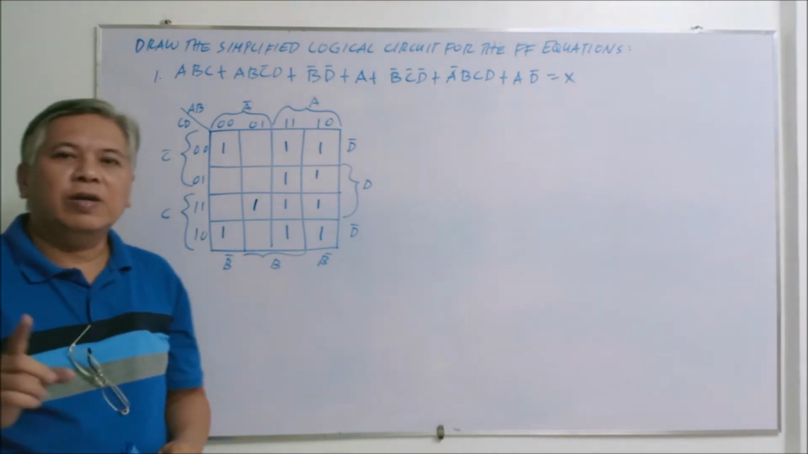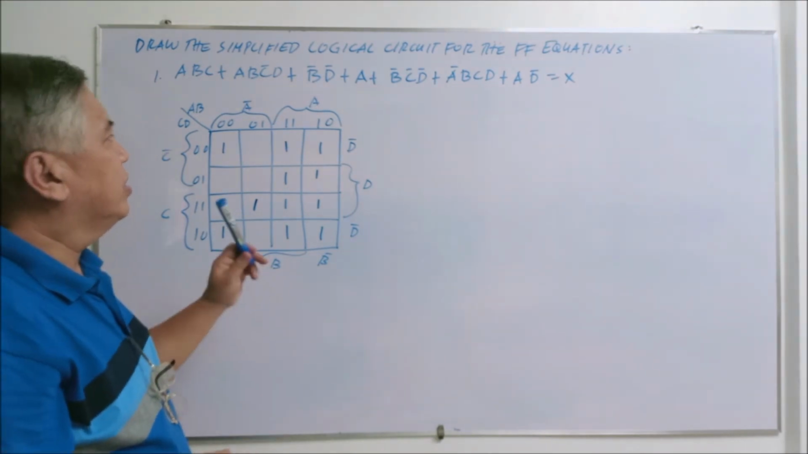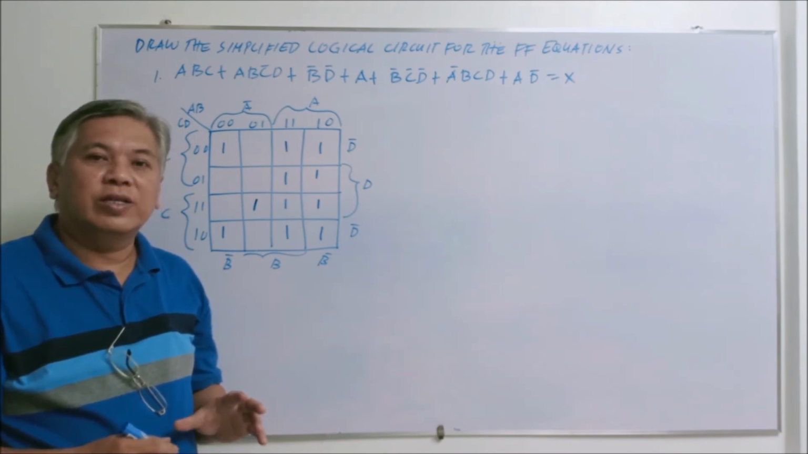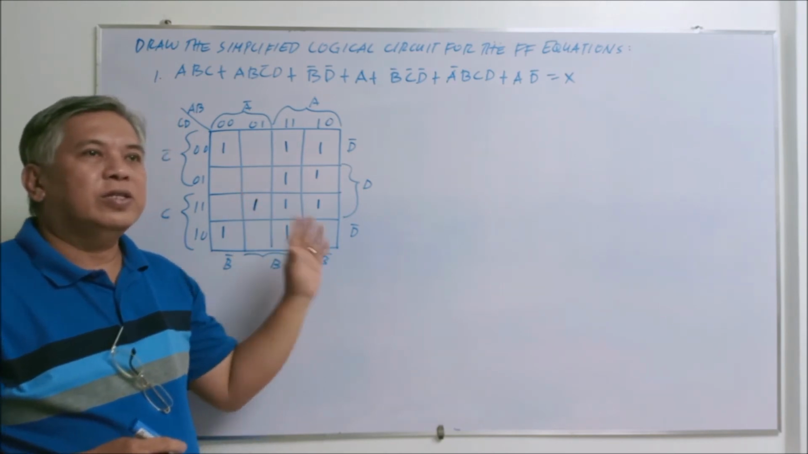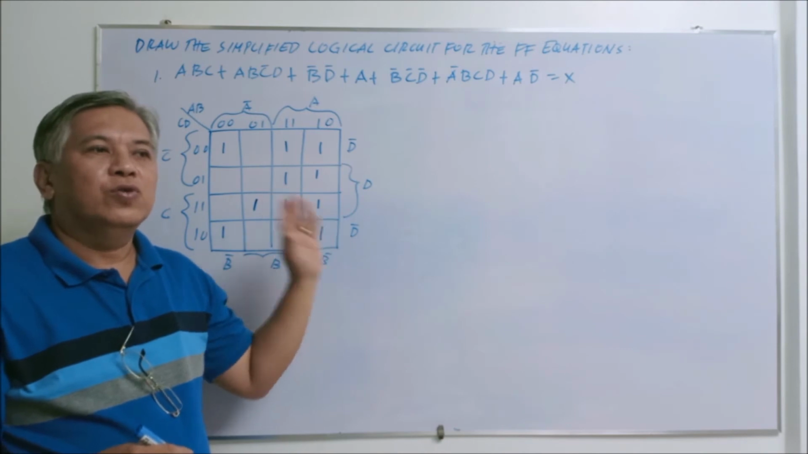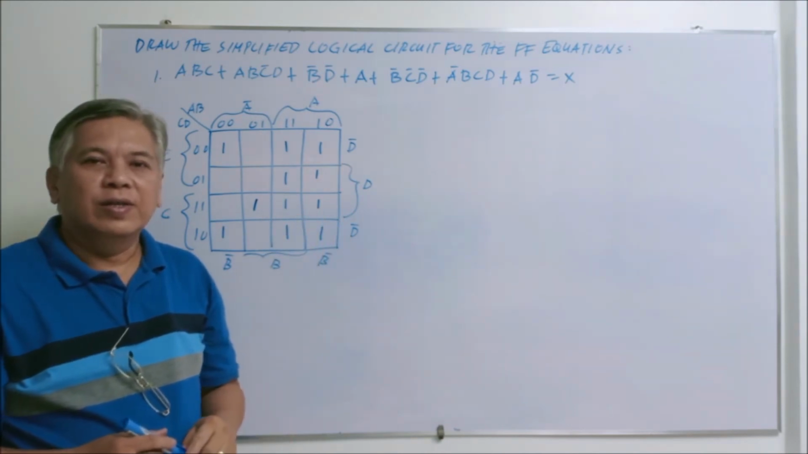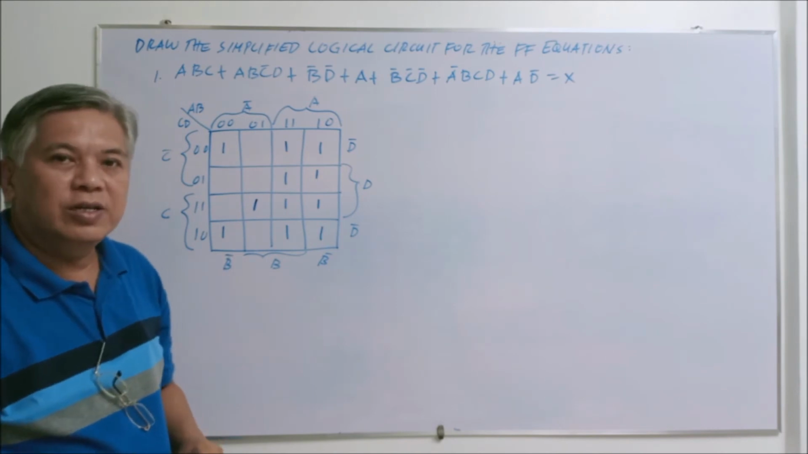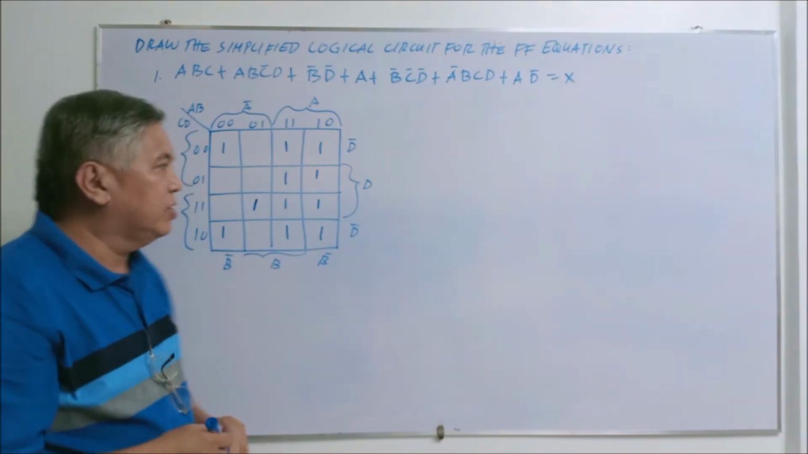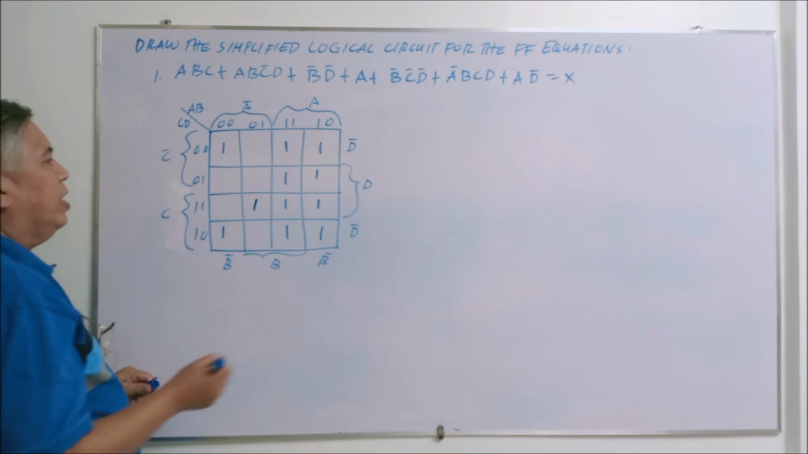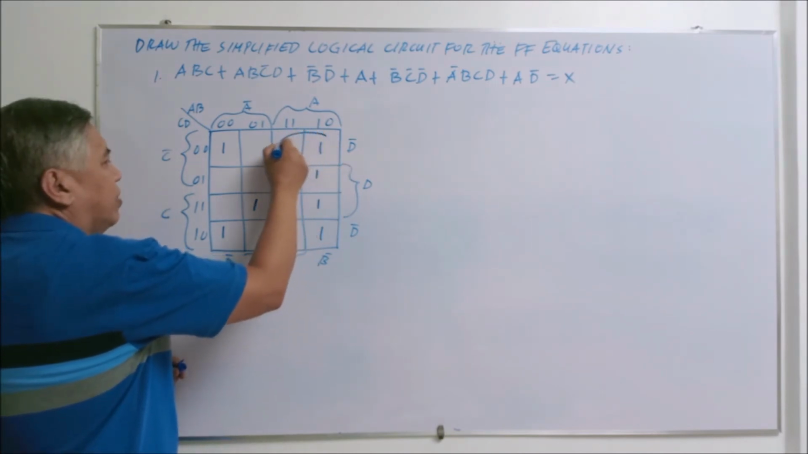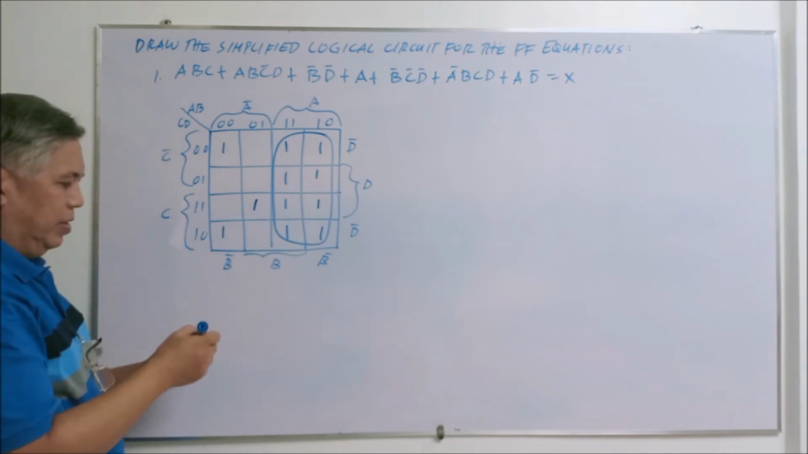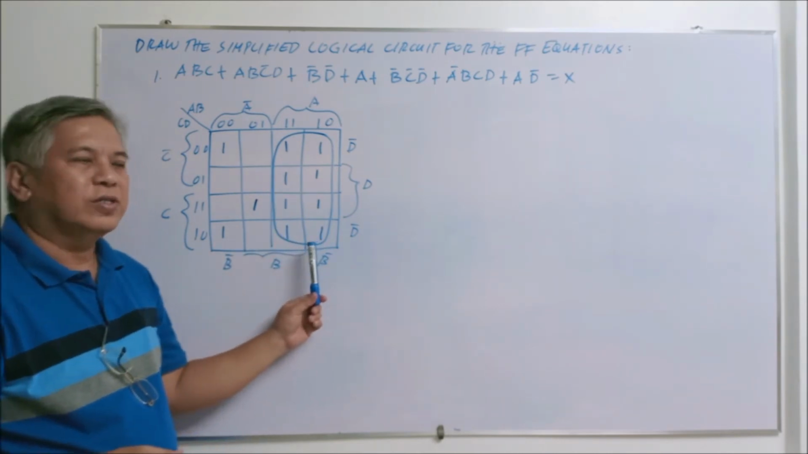So the next step is for you to group the cells which are adjacent together. Again, what is the grouping? 16, 8, 4, 2, 1. Okay? So there's no 16 adjacent cells here. So we go to 8 adjacent cells. So we have here 8 adjacent cells. This one. There. We have 8 adjacent cells.